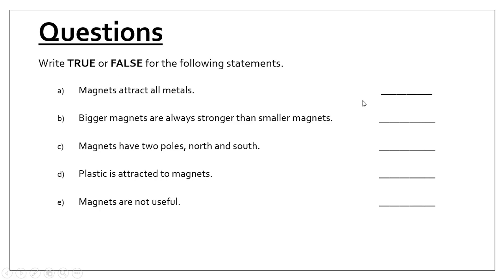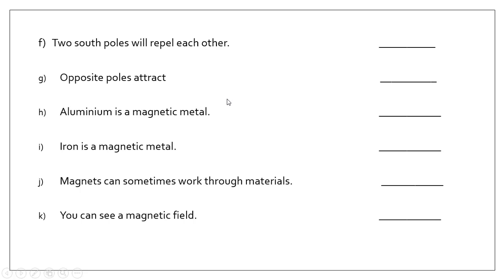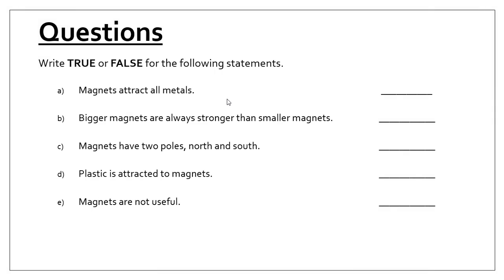If this is the correct answer, just write true. If it is not, just write false. For example, A, magnets attract all metals. Is it true? If yes, just write true here. If it is not correct, just write false. So you do the same up to the last part.